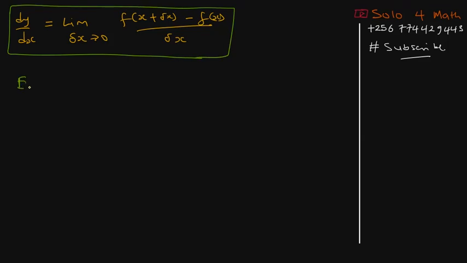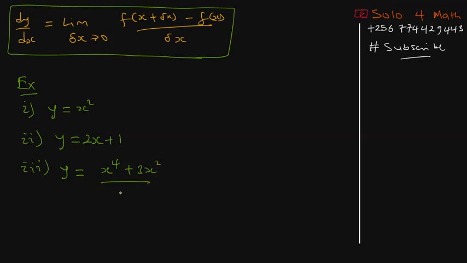Let's look at examples. Differentiate from first principles, we are going to look at this. 1, if you have y equals x squared. 2, if you have y equals 2x plus 1. 3, if you have y equals x to the power 4 plus 3x squared over 2x squared. And lastly, 4, we shall look at a function 3x squared minus 2x plus 4.